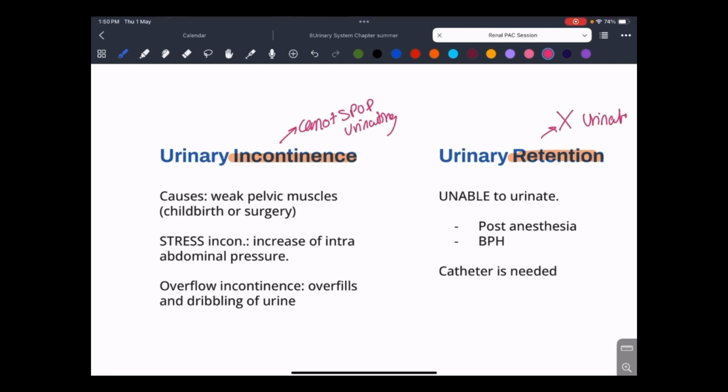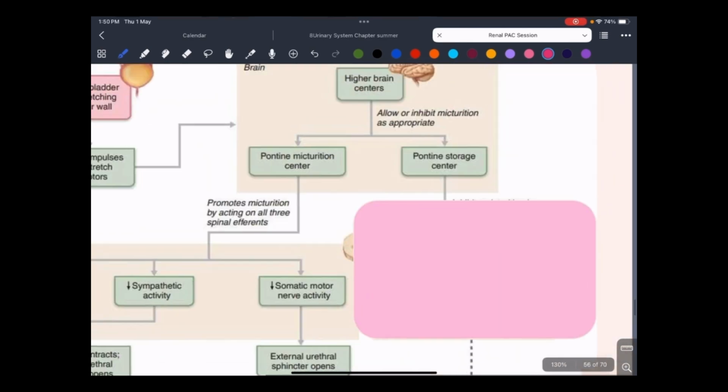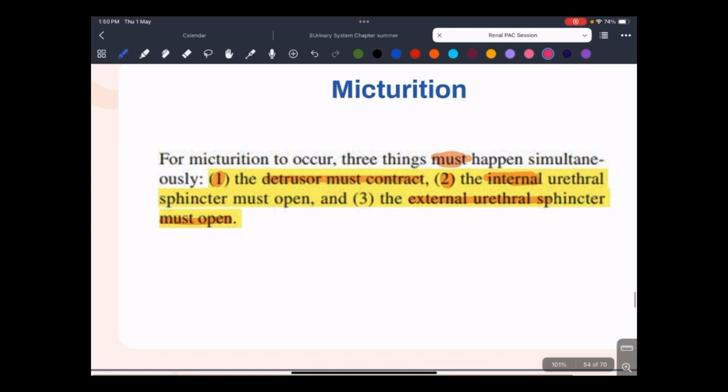So incontinence could be due to many things. Right? So let's go to these 3 criteria again. What could it be due to? I need the detrusor to contract for micturition. It could be due to detrusor muscle paralysis for whatever reason. I need the internal urethral sphincter to open. For example, the sphincter is not opening due to a nerve issue. Or the opposite, the muscles around it are weak, so it's keeping it open.